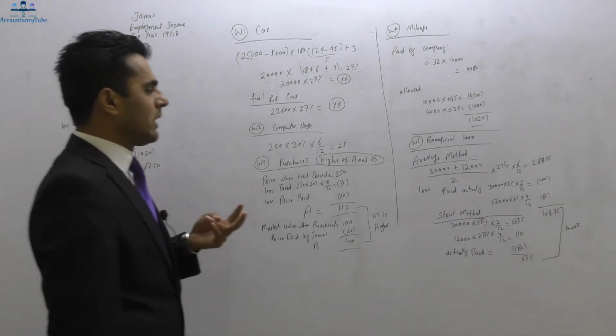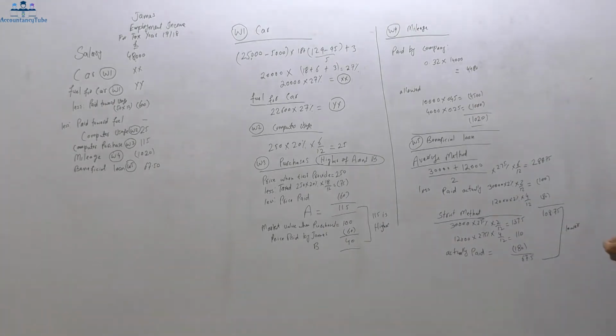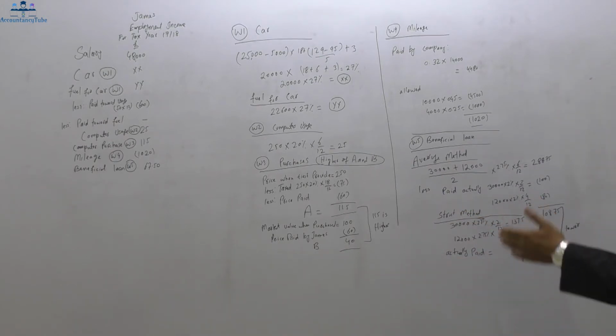Beneficial loan, there are two methods to calculate: average method and the strict method. And we'll take the lower of these two if the question is silent. If the question specifically says choose strict method, then we will choose this one. Or otherwise, if it says average method, then we will choose that one.